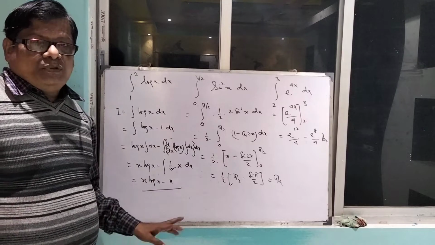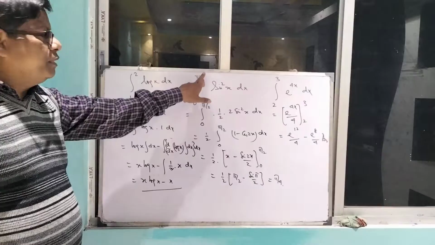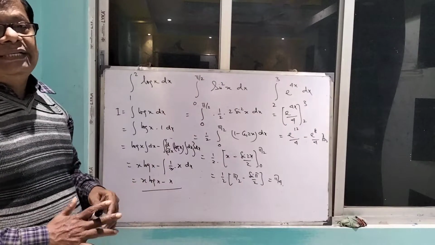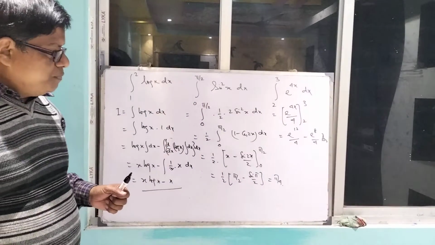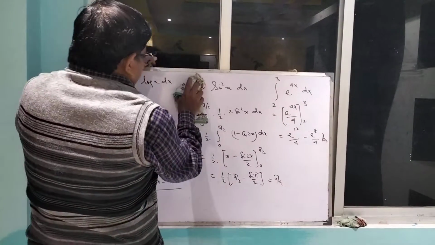Constant c is not needed. This is a bounded function and the limit is given, lower limit to upper limit, so we will not add any constant terms. Now I am writing the value of this integral.